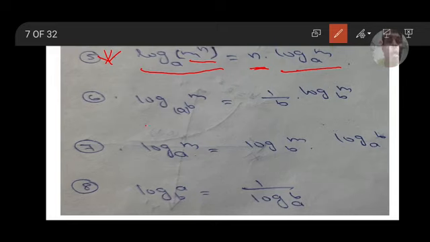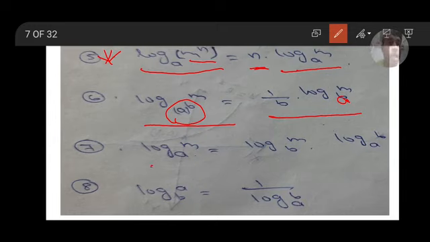Next property, log m to the base a to the power of b. In this property, the base has a power, an exponential form, a to the power of b. Then this power will come as 1 by b into log m to the base a. This is a, not b, it is a. Log m to the base a to the power of b means that the power comes as a coefficient, 1 by b into log m to the base a.